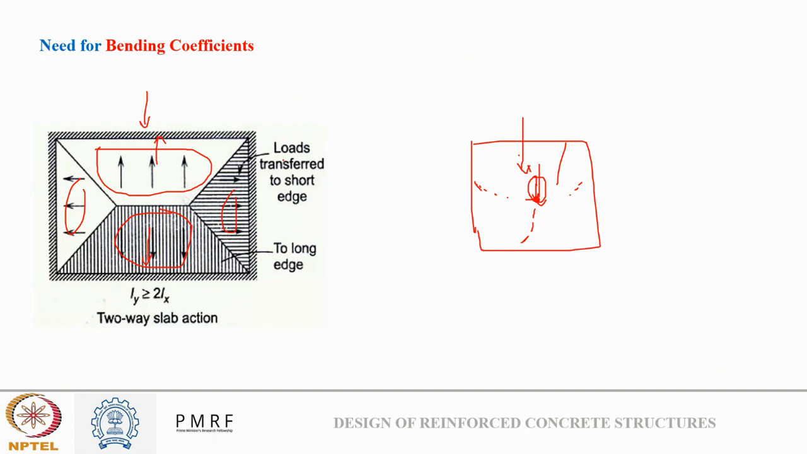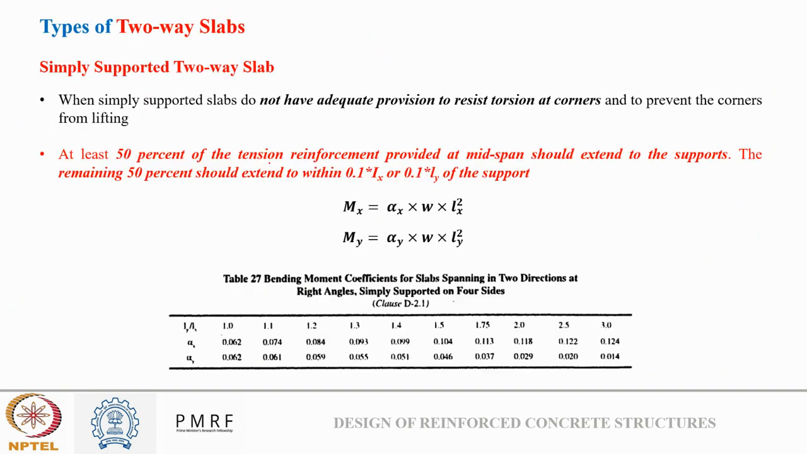Okay, so this is how loads are transferred. Now, how this load is divided, and how to get the factor of how much load is there in x direction and how much load is there in y direction, that we get from IS 456.